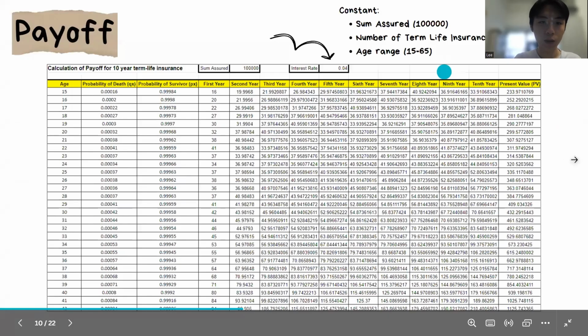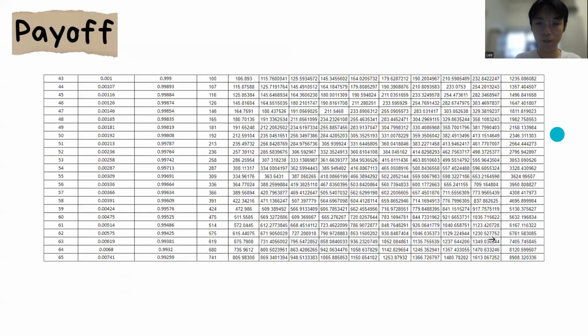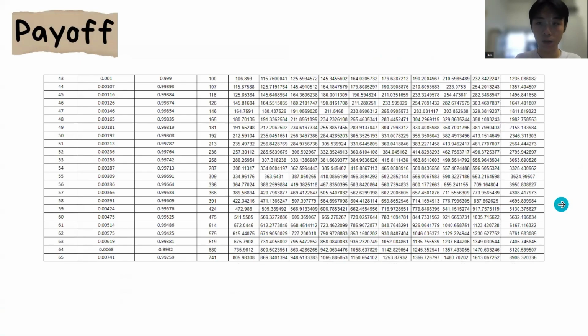So the next one we calculate is the payoff. For the payoff we need to find the present value by setting three constants as mentioned just now. The sum assured 100,000, number of term life insurance 10 years, and the age range from 15 to 65. So we can see we use the life table to calculate the 10-year present value from age 15 to age 65 here on the second side of the payoff. So we proceed with the next.